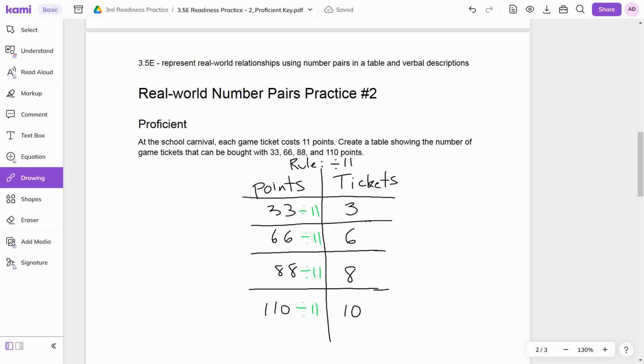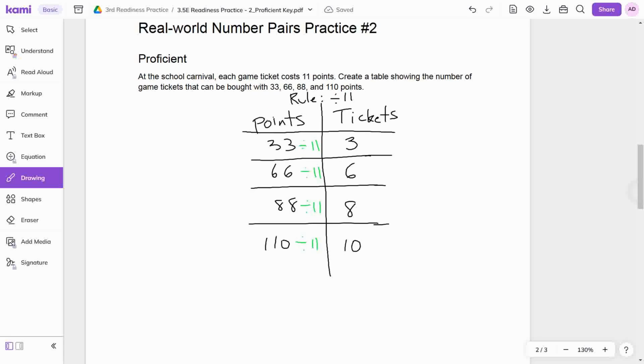11 times 10 is going to get you 110 because you just take the other number, you add a 0. And so that is going to be our answer. That's how many tickets we can get for those many points.